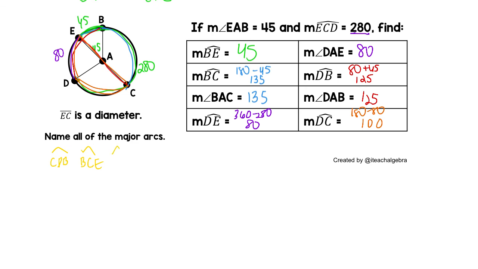Almost the entire circle. Arc ECD. It's another almost the entire circle. Arc DBC. And arc BCD. Those are all of our major arcs. I'm just leaving out little parts every time we make a new arc.